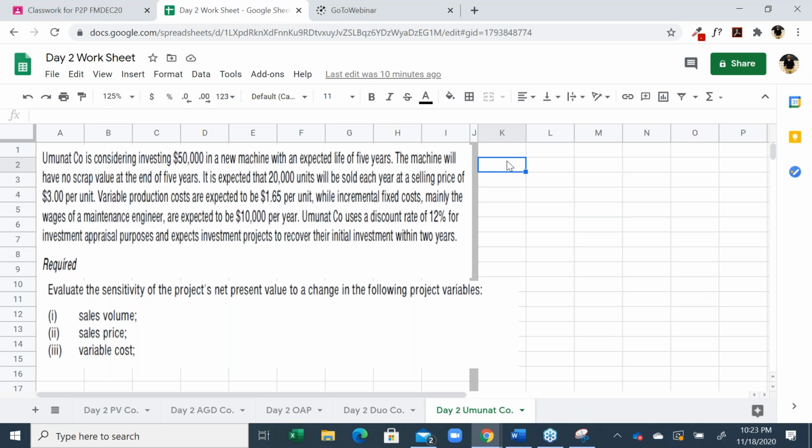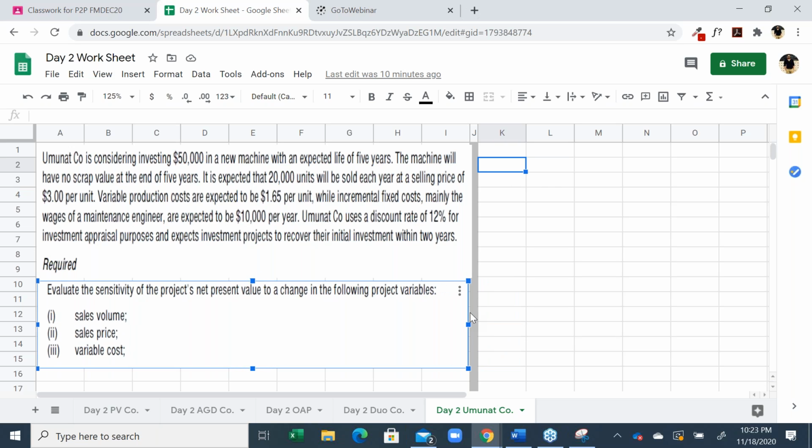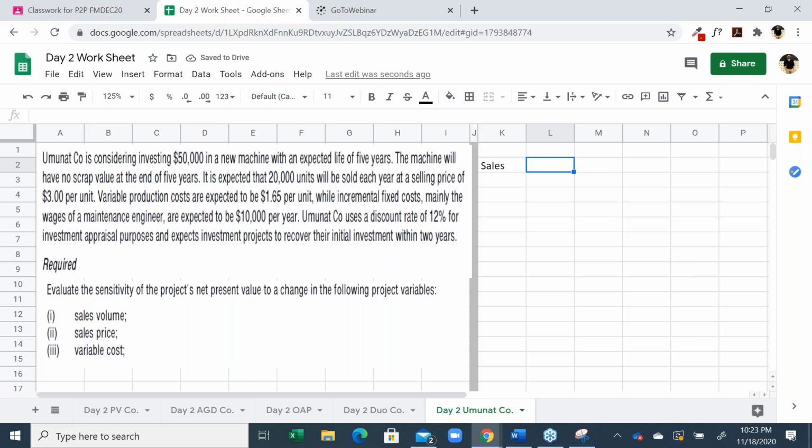So I hope you have tried this question, and now let's start doing it. First of all, before we do some calculations directly for sensitivity, first let's calculate net present value. So let's start with the sales figure first. What's the sales volume every year? 20,000. Okay. What's the selling price? 3. So the total sales revenue will be 60,000. And that's every year, right?